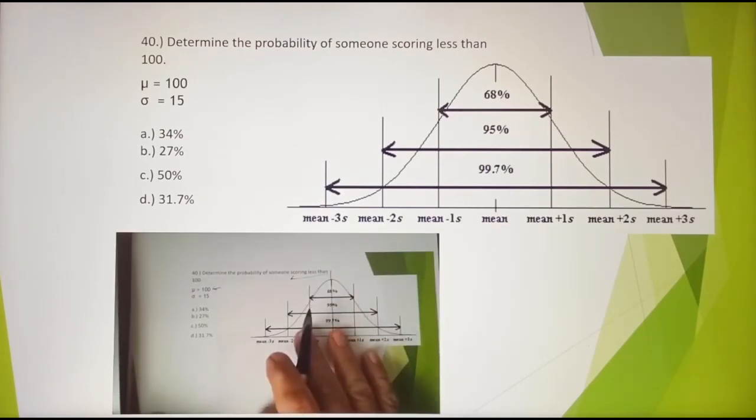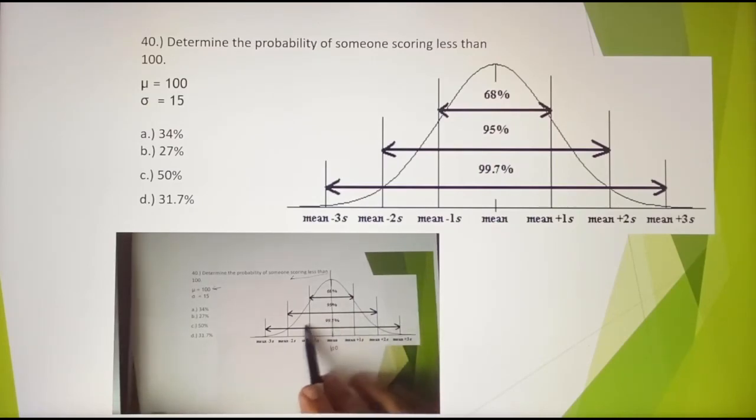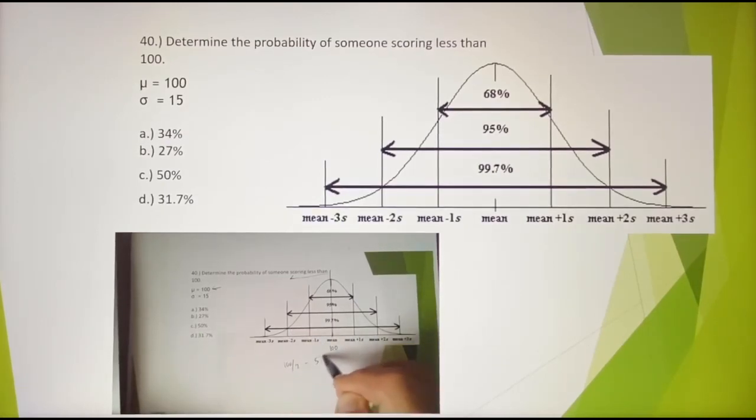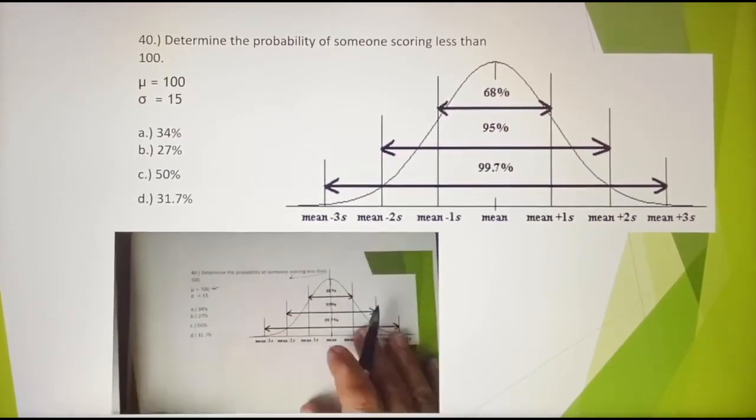And if it's completely symmetrical, like it should be, or if this is not normally distributed, it wouldn't be symmetrical, but because it is, half of the data falls to the left of 100. So 100 divided by 2 would be 50. So 50%.